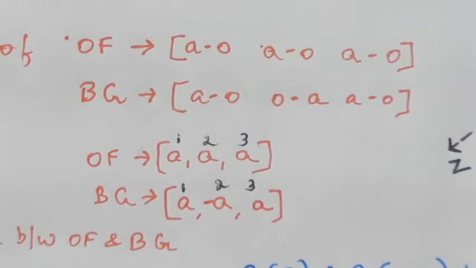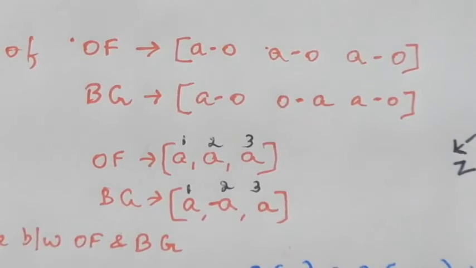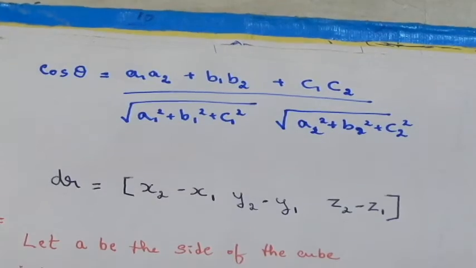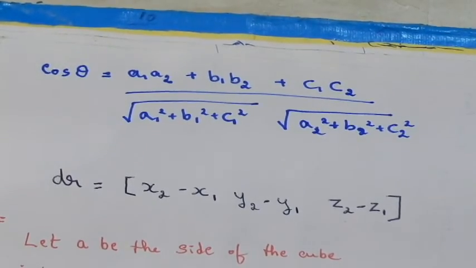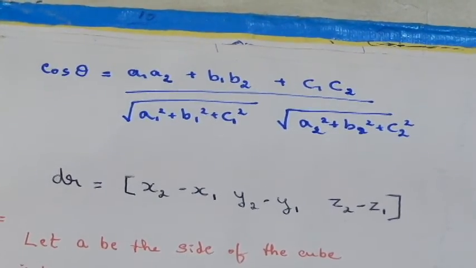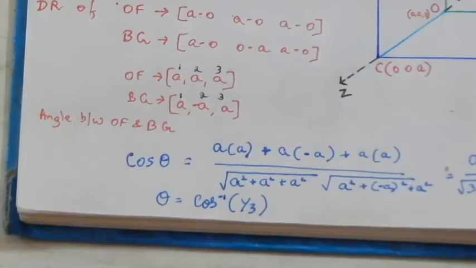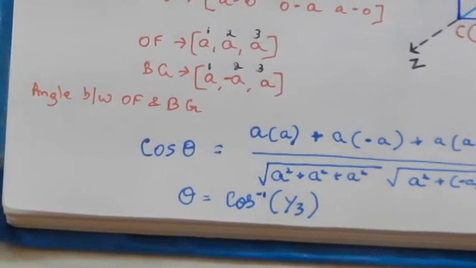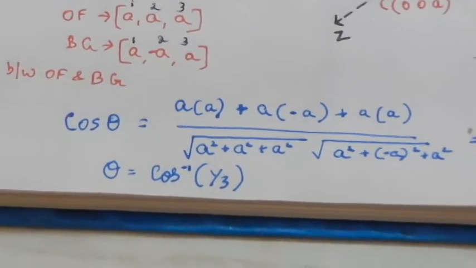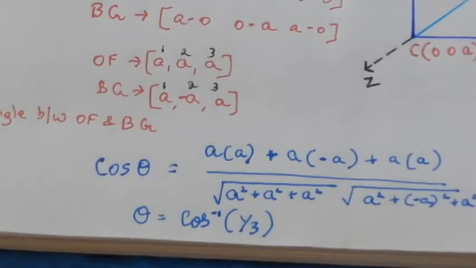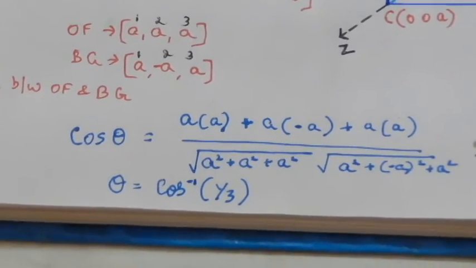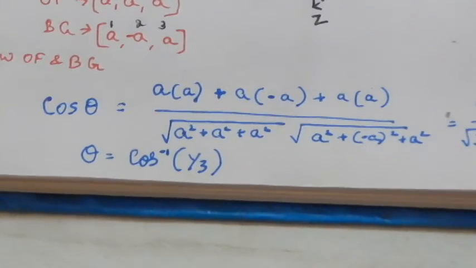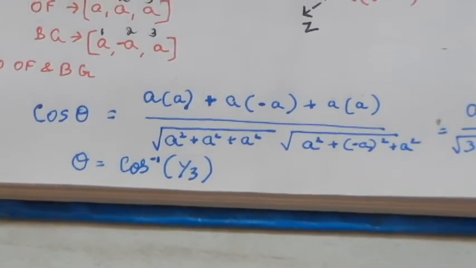Third step is to find the angle between the two direction ratios of the diagonals. We need to use the formula of cos theta and substitute the respective coordinates of the direction ratios in the cos theta formula. Consider the coordinates of direction ratio OF as a1 b1 c1 and the coordinates of direction ratio BG as a2 b2 c2.